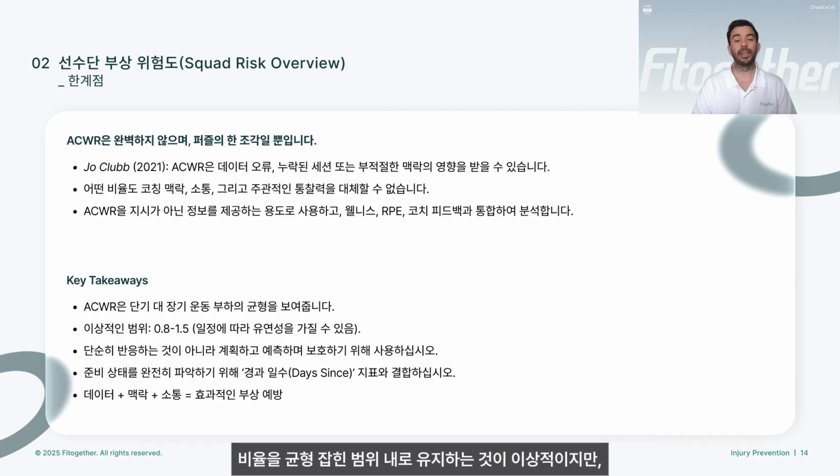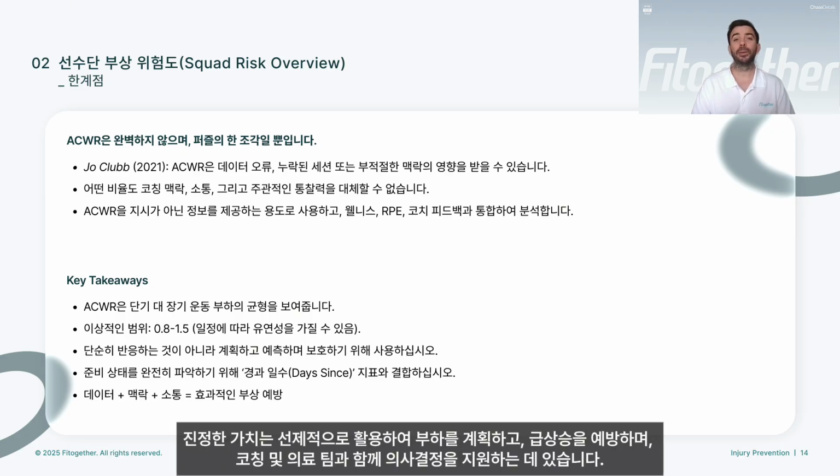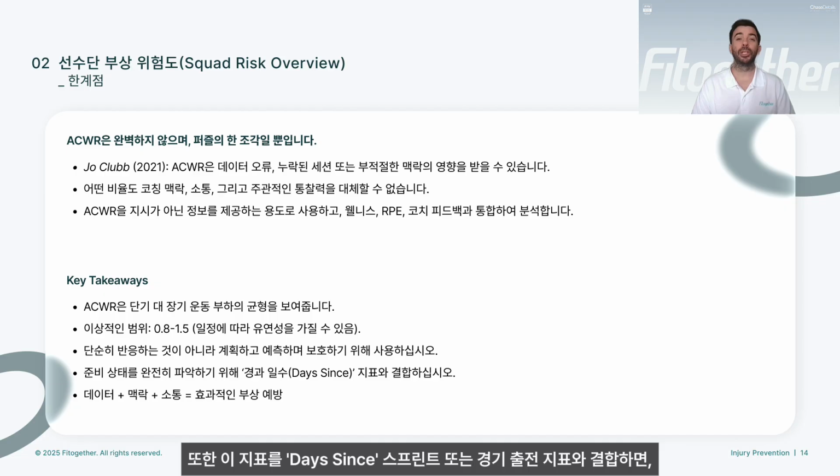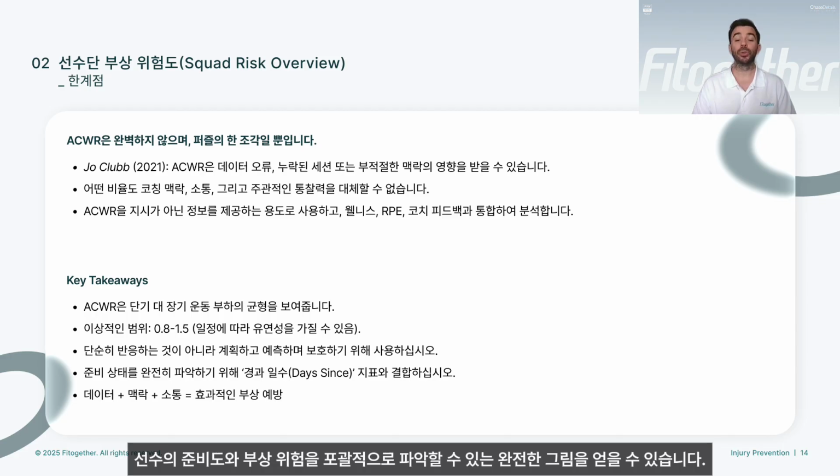Keeping ratios in that balanced range is ideal, but the real power is in using it proactively, planning load, preventing spikes, and supporting decision-making alongside the coaching and medical team. And when you combine it with the other dashboard metrics like days since, sprint, or match exposure, you start to get a really complete picture of player readiness and risk.